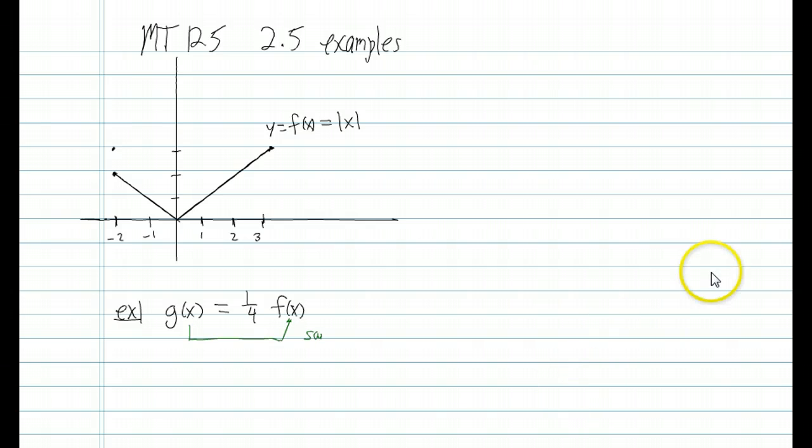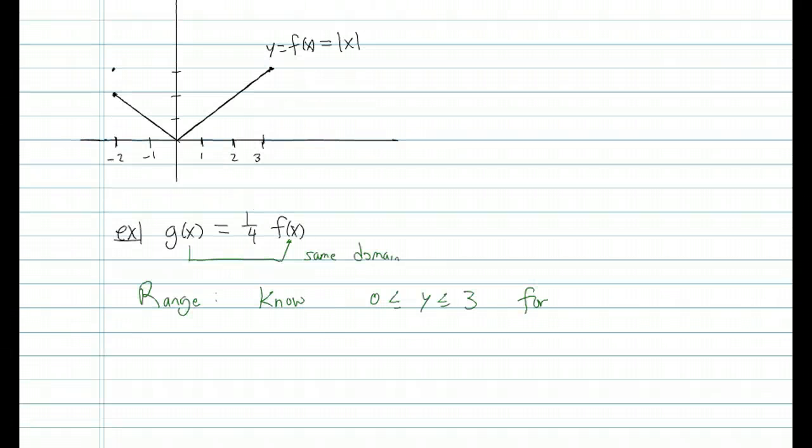For the first example, you'll see that the domain is exactly the same because no matter what number you're plugging in for g, you have to directly plug that into f. So the domain is unchanged here. You're only changing the outside, you're not changing the inside. The range will be affected. We know the range for the function f is from 0 to 3. That says y's are between 0 and 3. But y is the same as f of x for the graph, so that's equivalent to saying that f of x is between 0 and 3.